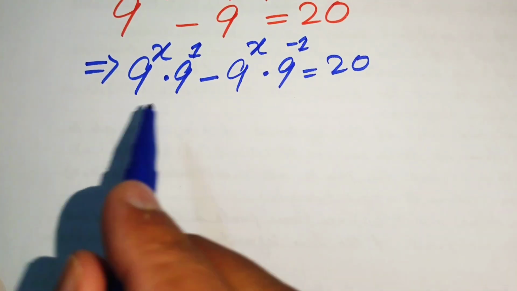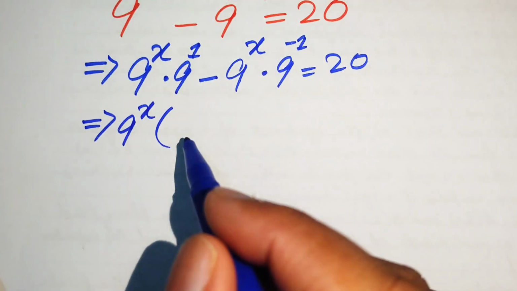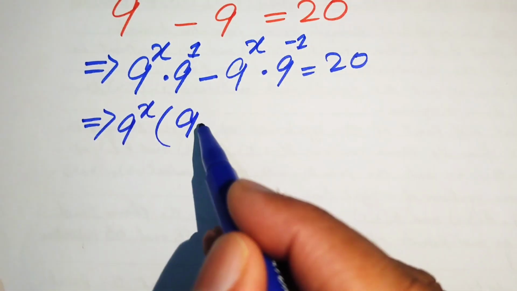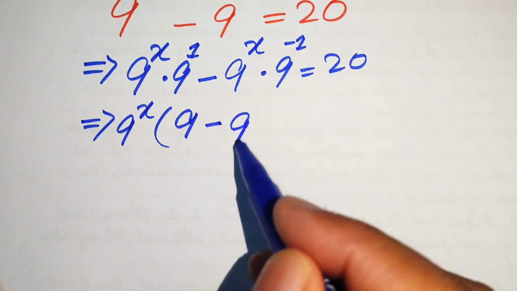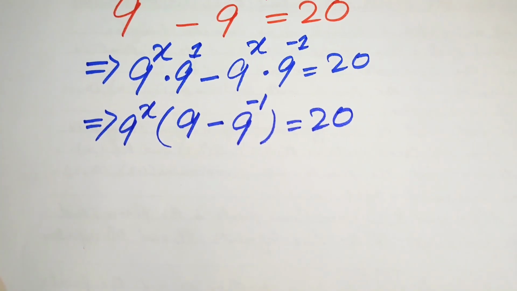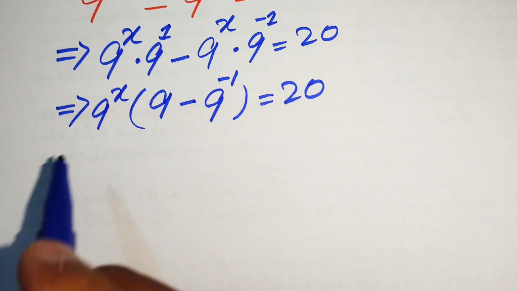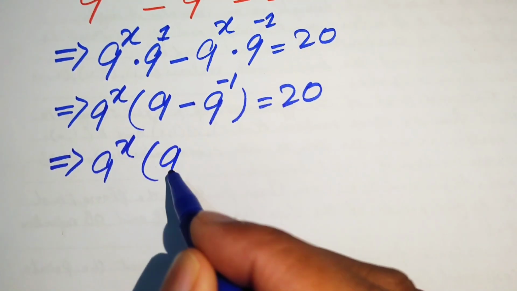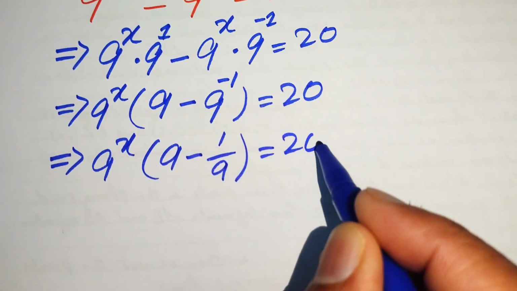Here you see that we have 9 to the power of x as the common term, so we take common 9 to the power of x, and we get 9 minus 9 inverse, equals 20. And now we remove this inverse and write this term in this form: 9 to the power of x into 9 minus 1 over 9 equals 20.